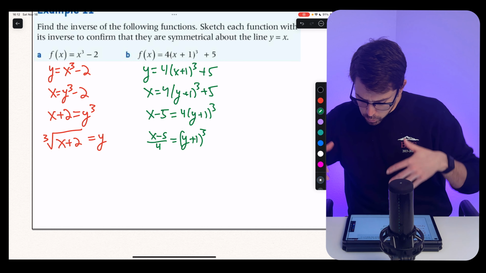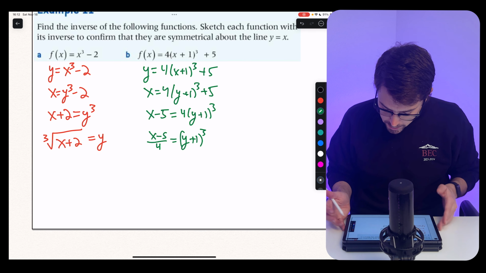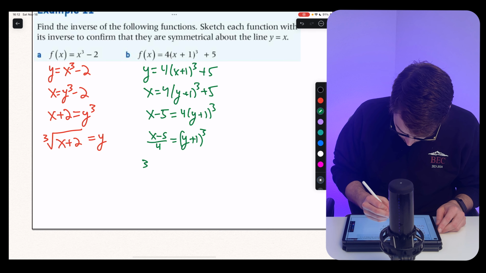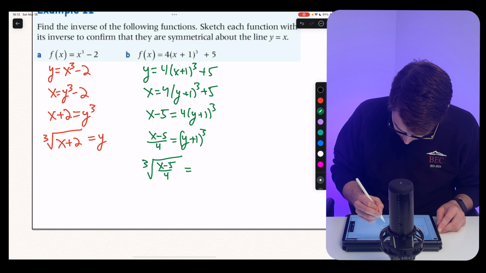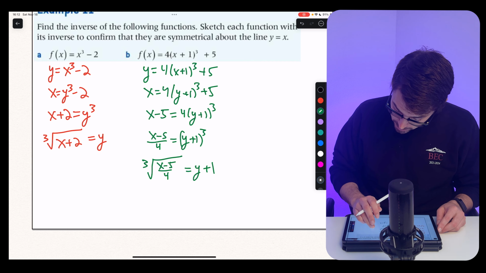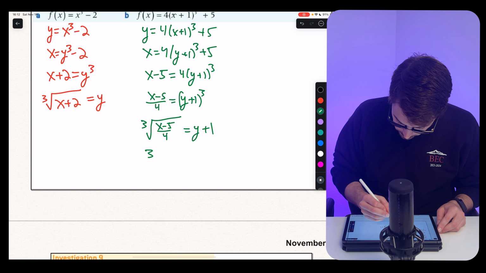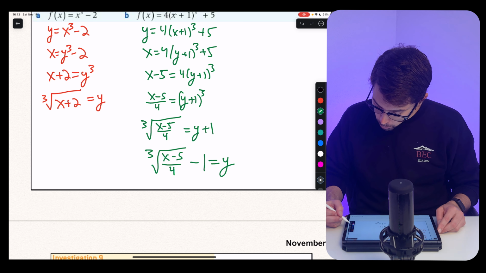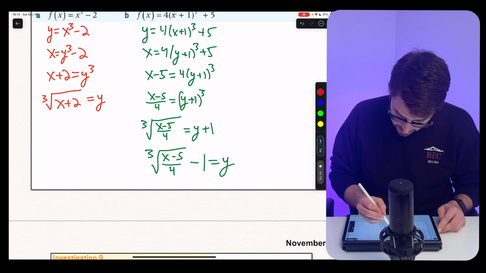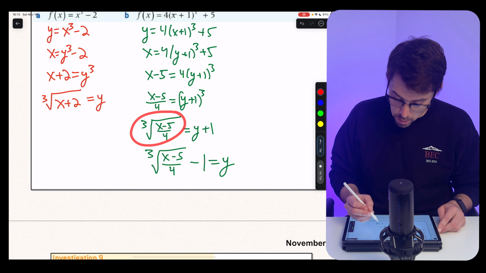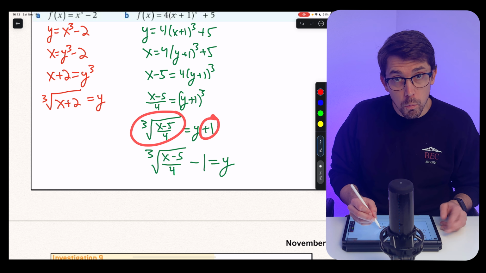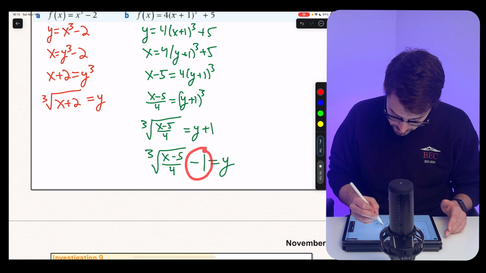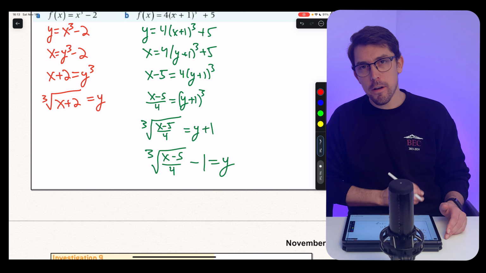Now that I have y plus 1 cubed, I need to take the cubic root of both sides to get rid of that. So I'll be left with the cubic root of x minus 5 over 4 equals y plus 1. Then I just have to subtract that 1. So I'll be left with the cubic root of the quantity x minus 5 all over 4, minus 1, equals y. Very important to realize that this right here is what I'm taking the cubic root of. So when I'm subtracting that 1 to get to the other side, it is outside of this cubic root. That's very, very important to remember.